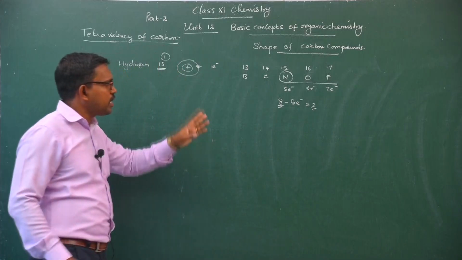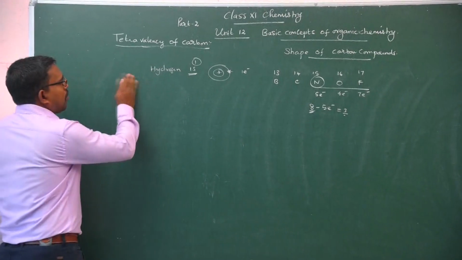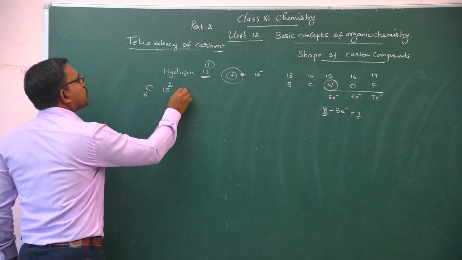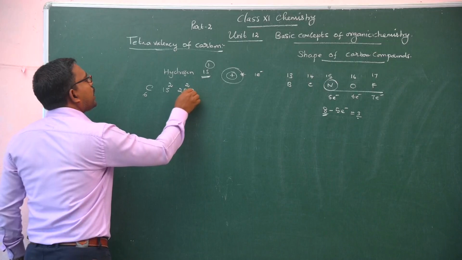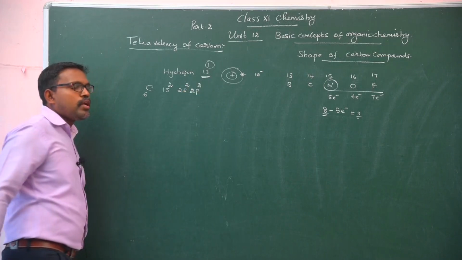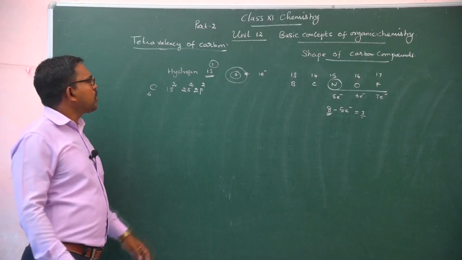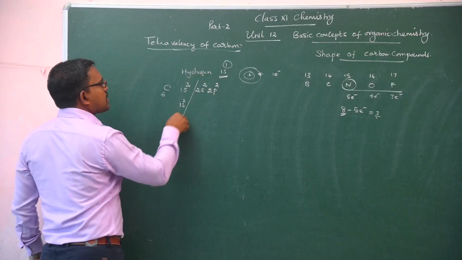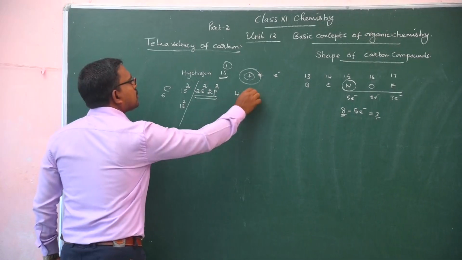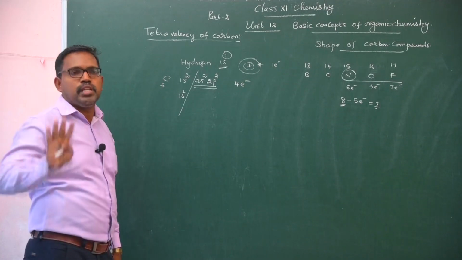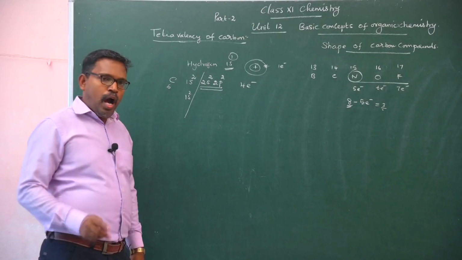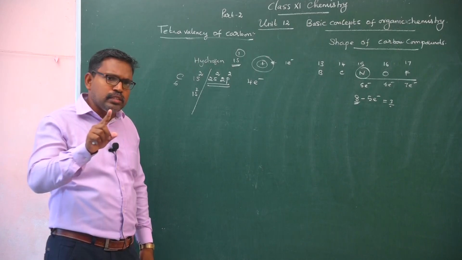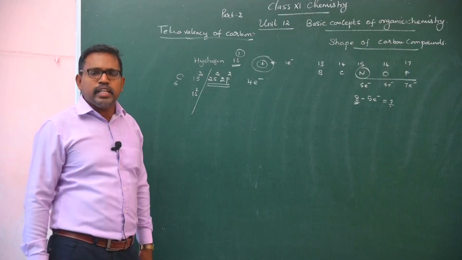Here we concentrate on the carbon family. Carbon has atomic number 6, electronic configuration 1s2, 2s2 and 2p2. Normally we look at the ground state electronic configuration, where the valence shell consists of 4 electrons. We simply say the valency of this carbon atom is 4. I already told you the number of electrons participating in bond formation is said to be the valency.